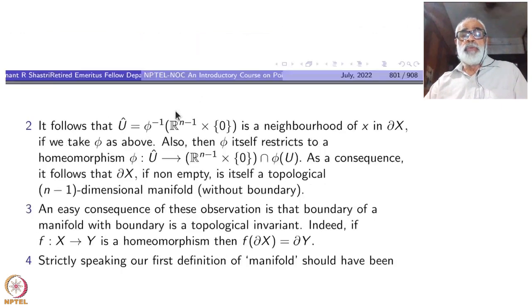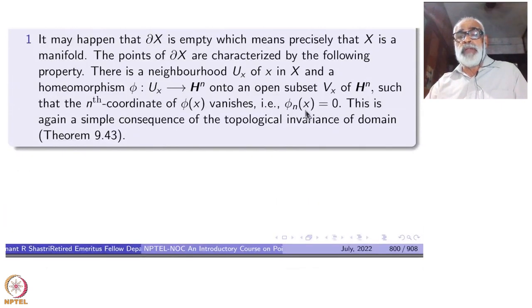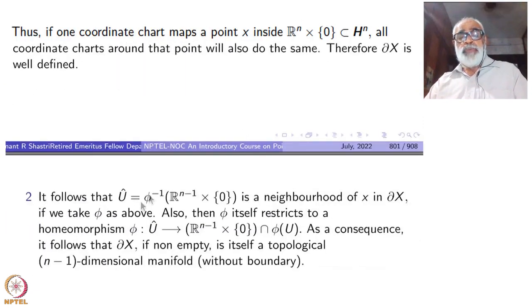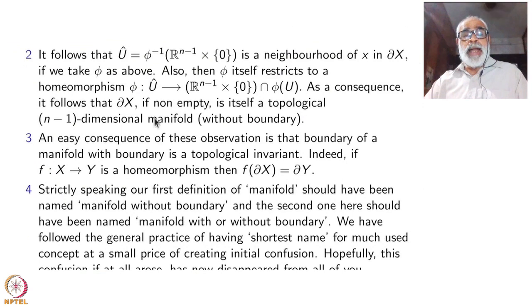So what I am saying is, starting with a phi like this, on Ux, where X has gone to a point inside Rn minus 1 cross 0, the point phi of X has nth coordinate 0. With that, you take U hat equal to phi inverse, which will be a neighborhood of X inside the boundary of X, and by the same phi it is homeomorphic to an open subset of Rn minus 1. Which just means that the boundary of X itself is a manifold, a pure manifold in the older definition, of dimension one less, namely n minus 1. This is if it is non-empty; otherwise, of course, empty is allowed. And this boundary of X itself will not have any boundary, because now it is a pure manifold. This is not a half space now; it is Rn minus 1.